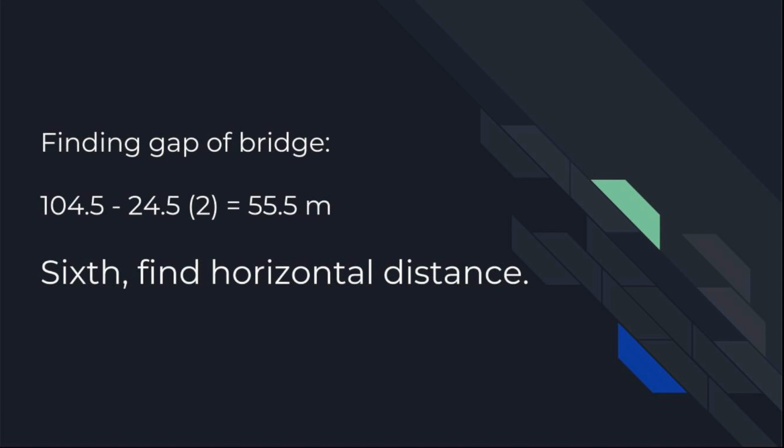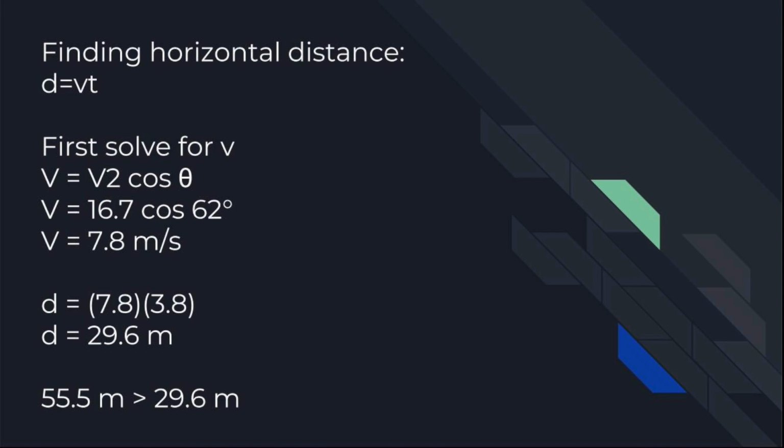After we found that, our fifth step is to find the gap of the bridge. We will find this by subtracting the adjacent length twice from the average length of the bridge, which will give us a gap size to be 55.5 meters.